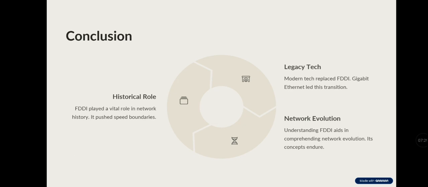So, the conclusion of the topic is that it has a historical role. FDDI was a pioneer in high speed networking and influenced future designs. It is legacy technology, though no longer widely used. Its principles laid the groundwork for modern networking. It is used in studying network evolution. Understanding FDDI helps in grasping the evolution of LAN technologies, including concepts like redundancy, deterministic access, and fiber optic transmission.